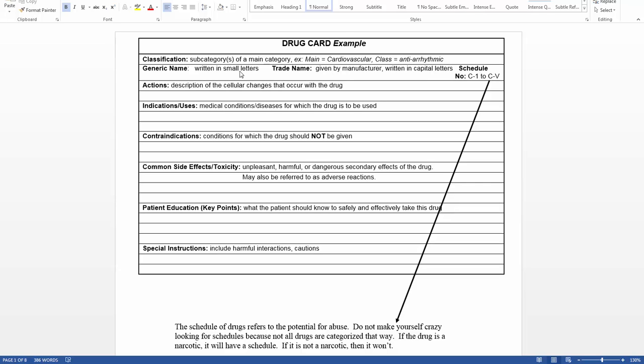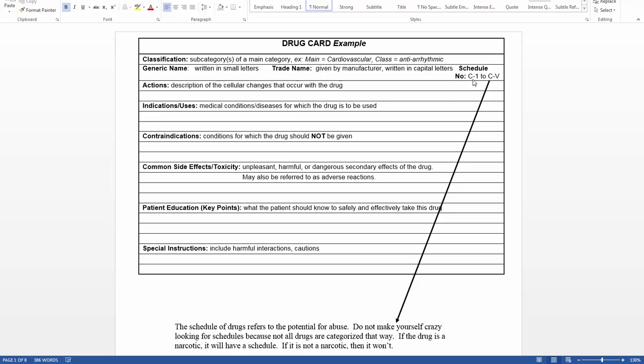If you look at just the generic Tylenol that's over the counter, then you could write acetaminophen and not put a trade name. So not every one of them is going to have a trade name, depending on what you're looking at, but every single one will have a generic name.